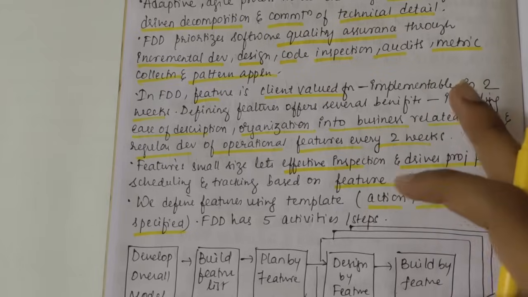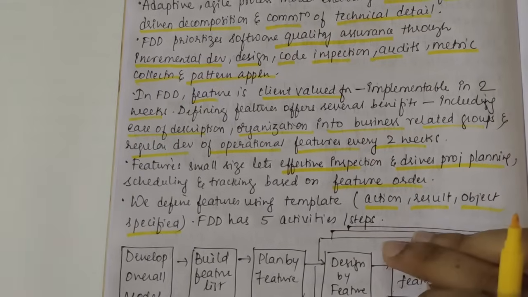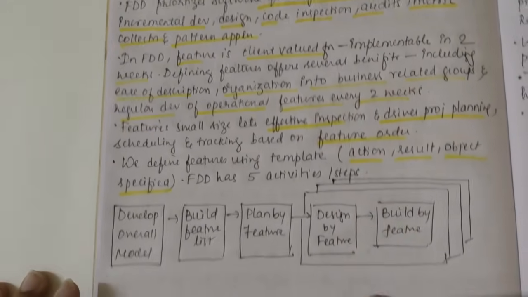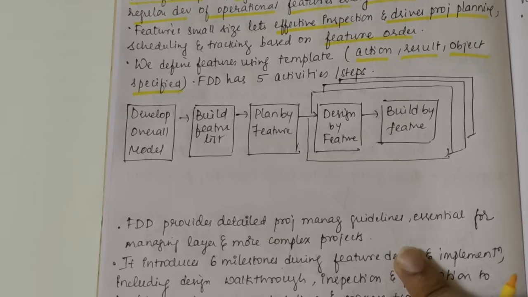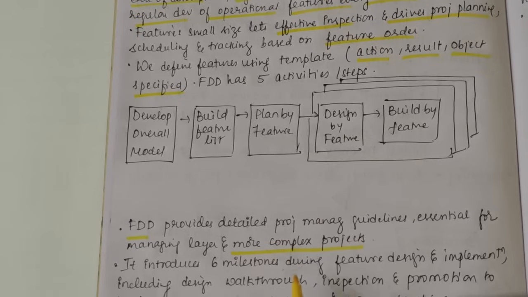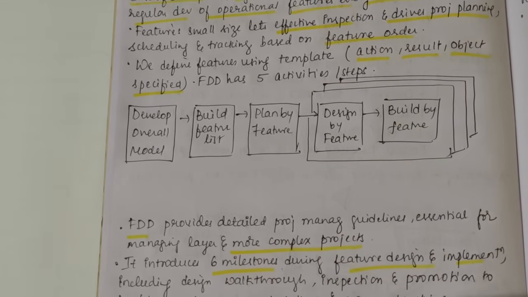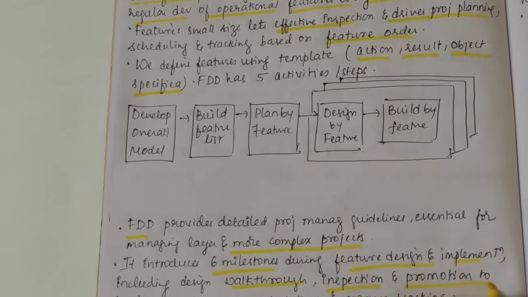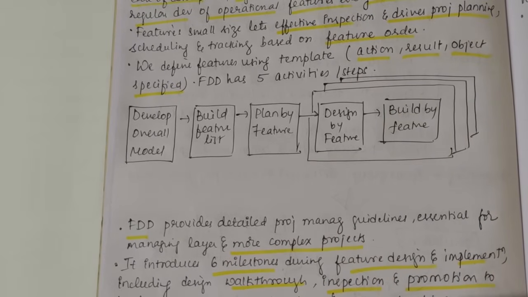That's why the sequence is depicted here, and then build by feature. Once the feature is satisfied, once the client value function is completed, you keep it aside and then look into building the feature further. Okay, next, FDD provides detailed project management guidelines essential for managing larger and more complex projects. So FDD is useful for managing complex projects. It introduces 6 milestones during feature design and implementation, including walkthrough, inspection, promotion to build, ensuring proper scheduling and progress tracking. So this was about FDD.